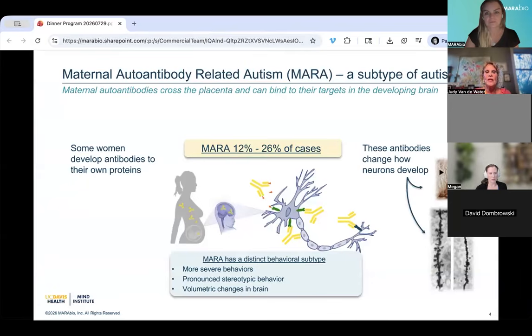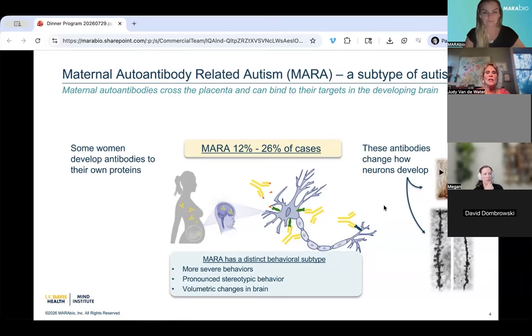Next. So just to give you an overview of what we're talking about, as I said, it's a subtype of autism. It's anywhere between 12 and 26%, and that range is largely based on what population we're looking at. The higher end of that would be the high-risk moms who've already had a child with autism, down to the earlier testing. And this is all based on my research in my lab that I'm talking about right this particular minute.